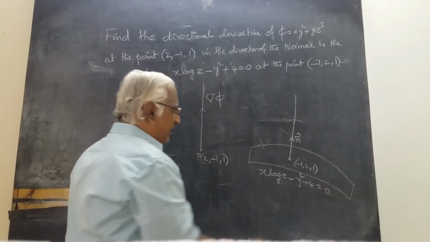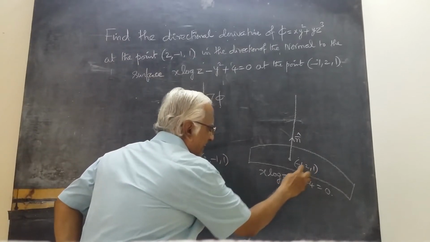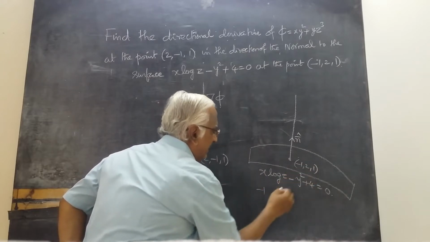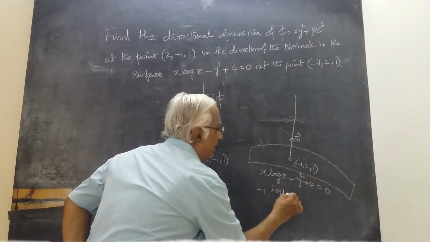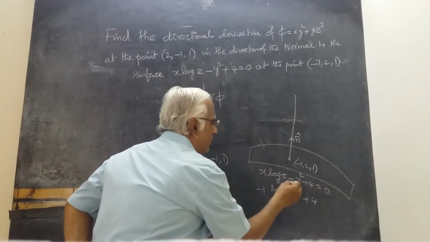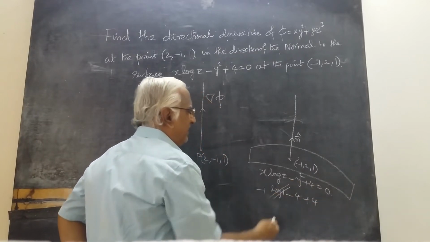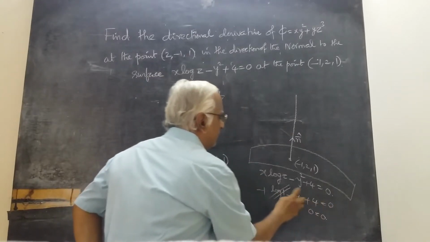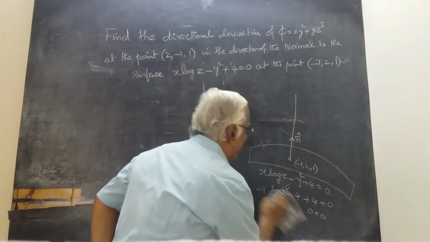Now first of all see whether the point is on the surface. x value is -1, z value is 1, so x log 1. y square is 2 square, 4, plus 4. You know log 1 is 0. Minus 4 plus 4 is 0. So 0 equals 0, so the point is on the surface, correct?